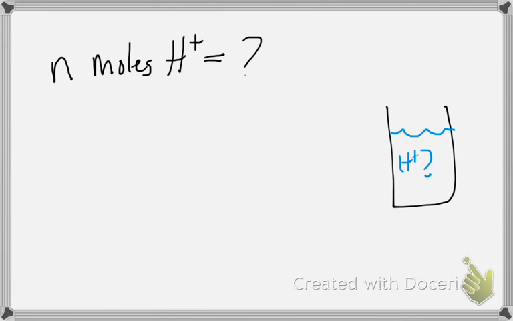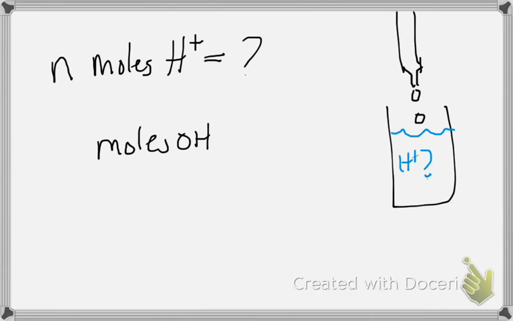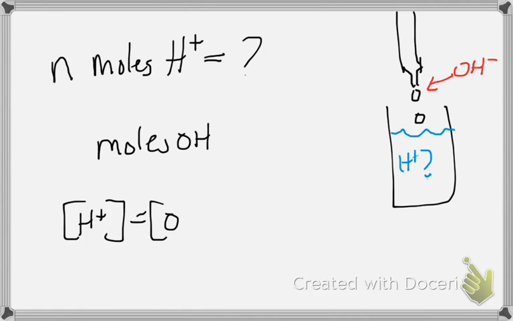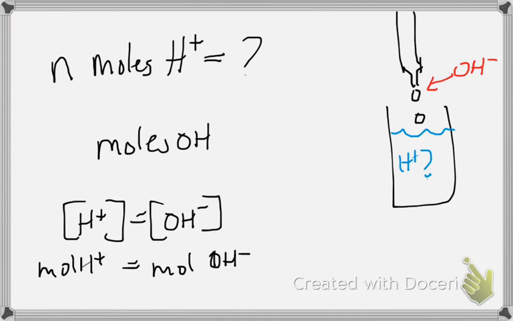We add in a known amount of OH minuses. We do this by using a burette that will drip in the hydroxide one bit at a time, so that we can very, very precisely add a certain amount of OH minuses. So at the equivalence point, the H plus concentration will equal the OH minus concentration, or the moles of H plus will equal the moles of OH minus.